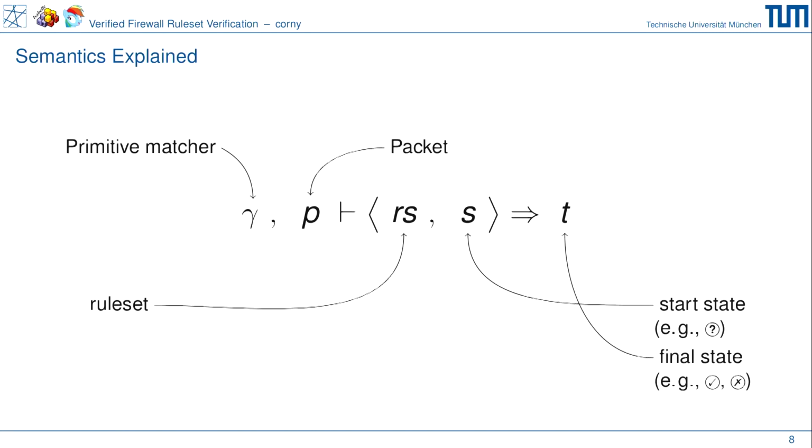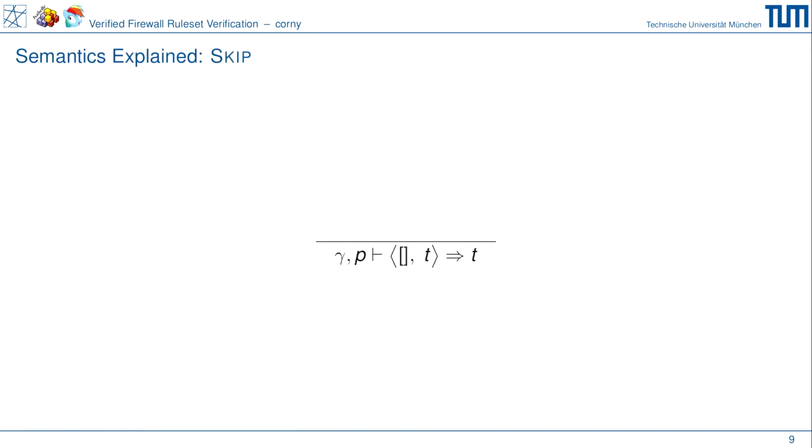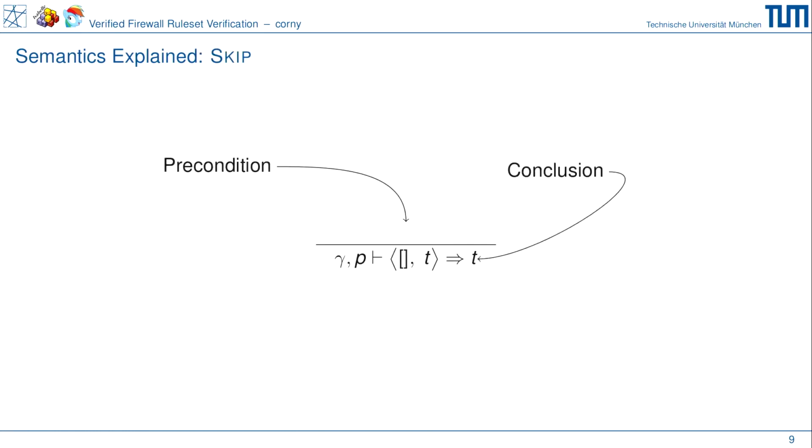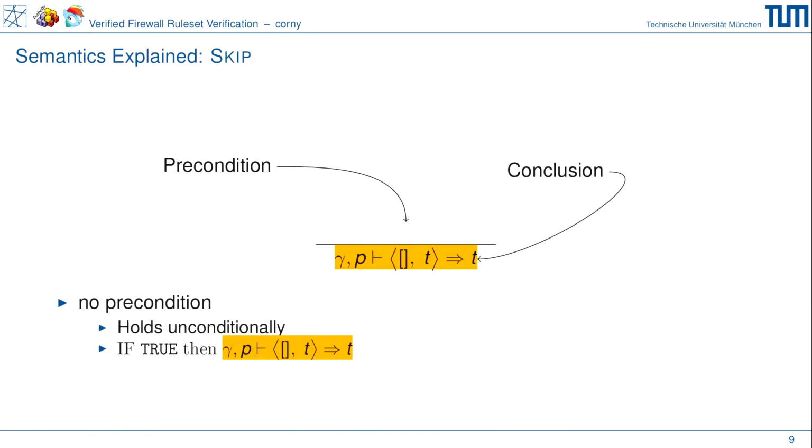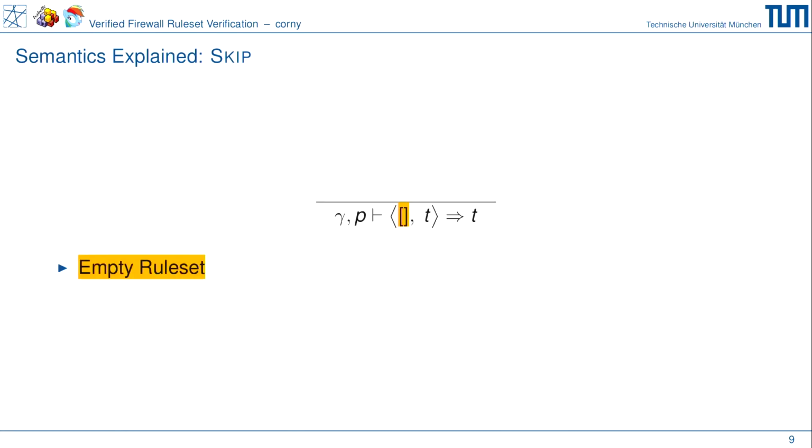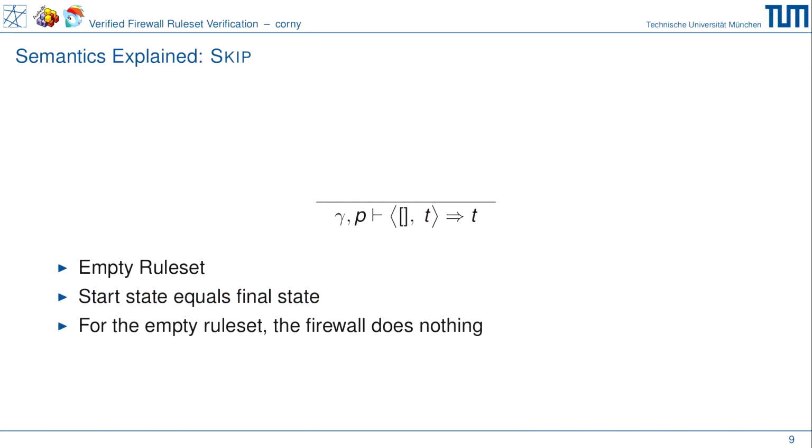So let's read the rules. Let's read a simple rule, the skip rule. They are all written with this line, which means everything above the line is the precondition, everything below the line is the conclusion. Here we don't have any precondition, so this rule holds unconditionally. So let's read what this means. First of all, this rule looks at the empty rule set, the empty list. So what does a firewall with the empty rule set do? The rule says the start state and the final state are the same. So essentially this rule says for the empty rule set, the firewall does nothing. Not really that hard, but we need to start at some point.